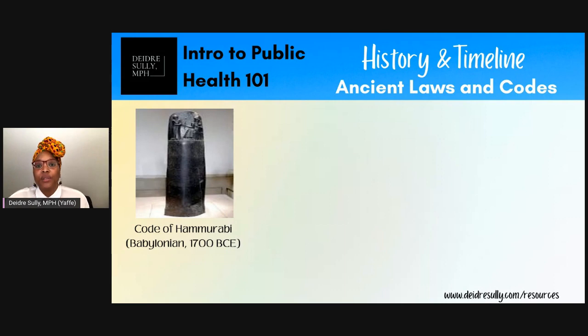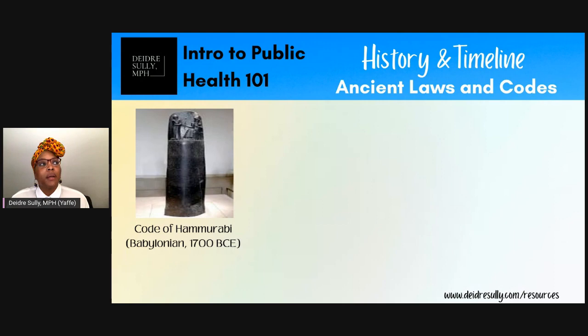This code included regulation of physician fees with punishment for treatment and failure. It is the first semblance of a public health care system. The Code of Hammurabi is around 1700 BCE, so before Common Era or before Christ. This is how old the Code of Hammurabi was, and it's out of Babylon. So this is a Babylonian culture that brings us the Code of Hammurabi.